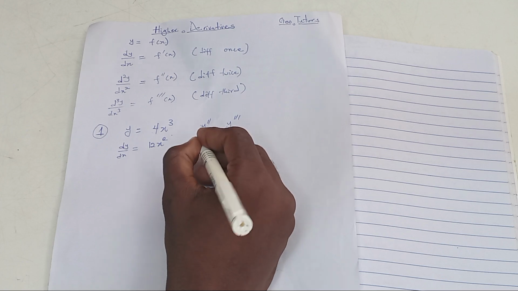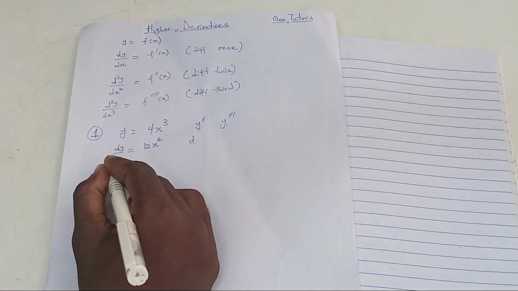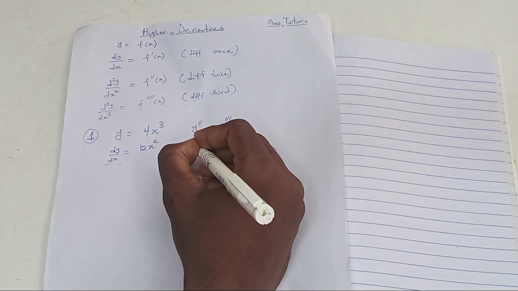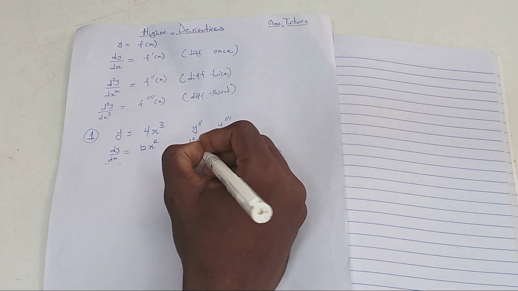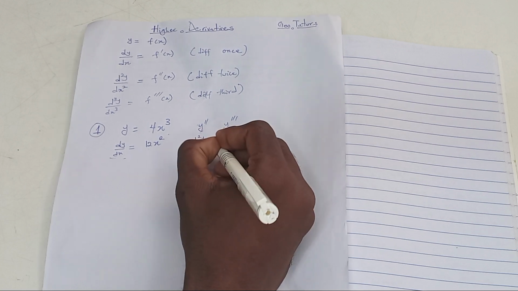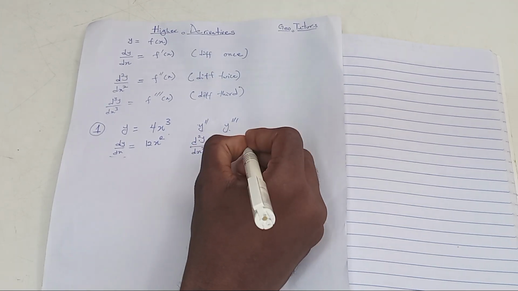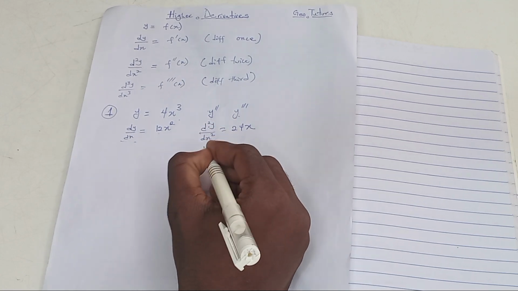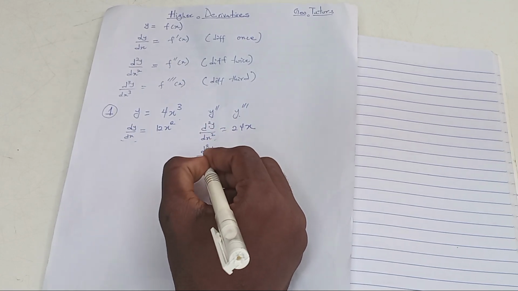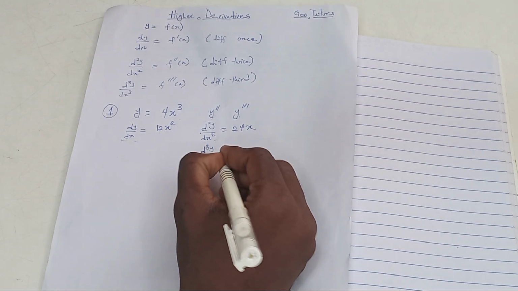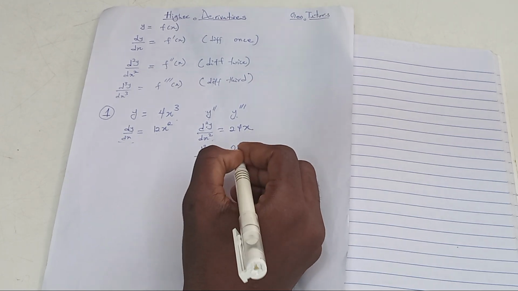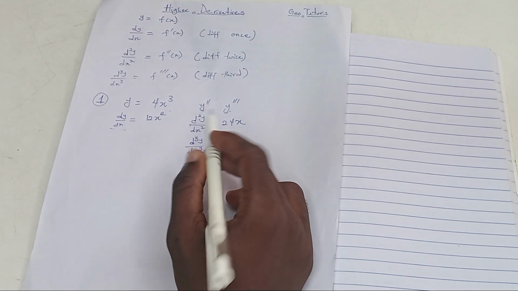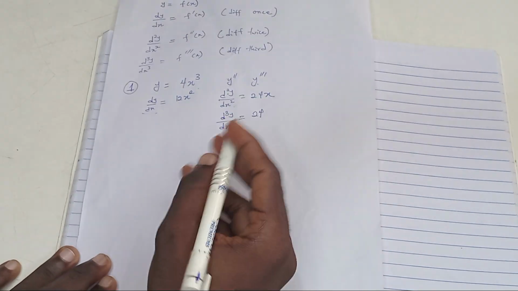You differentiate this answer again to get d squared y over dx squared, which gives us 24x. Differentiating d squared y over dx squared a third time, you get d cubed y over dx cubed, and that will give us 24. So this is our answer for y double prime and y triple prime.